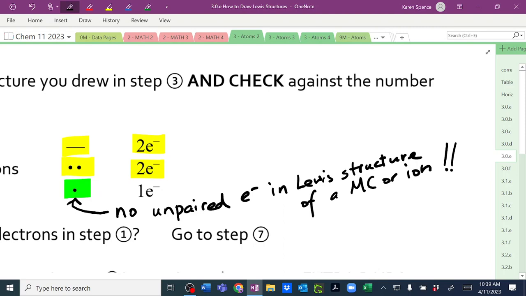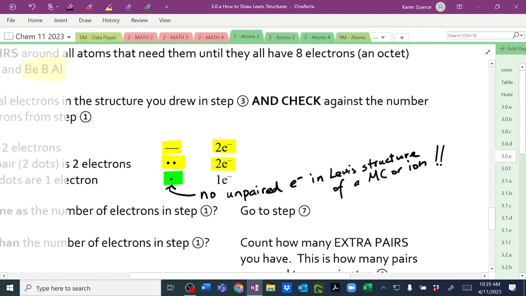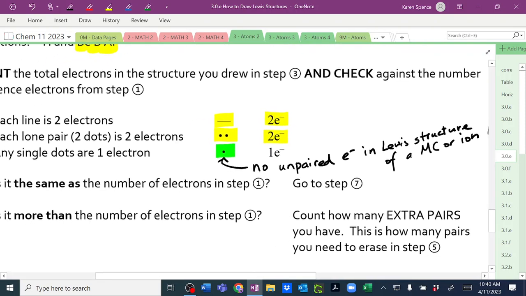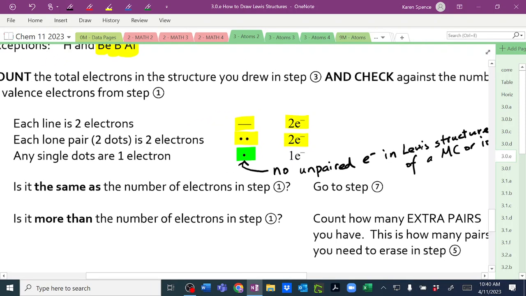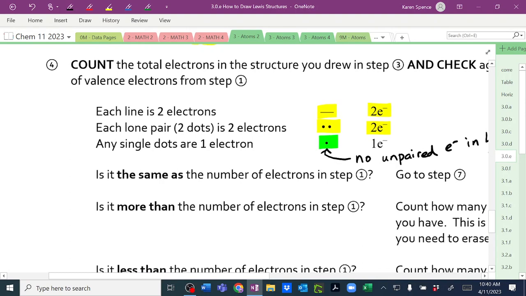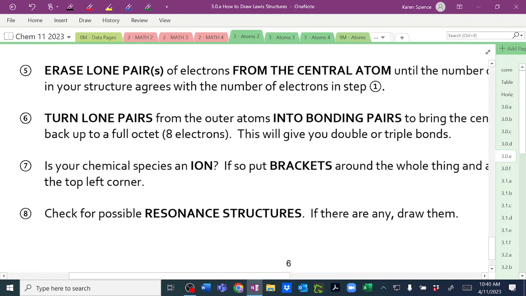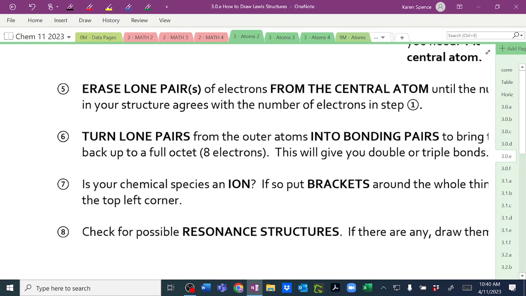So once you have your entire structure and you have counted the electrons in your structure and you have checked it, you say, do I have the same number as in step 1? If I do, then I can just jump all the way to step 7. And if we check out what step 7 is, we check if it's an ion and we put brackets and charge if it's an ion. Okay, so you're pretty much done. If the electrons in your structure match the number of valence electrons, you're really good to go, okay?